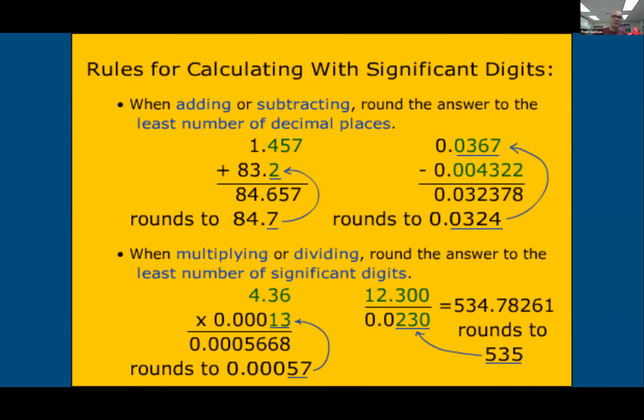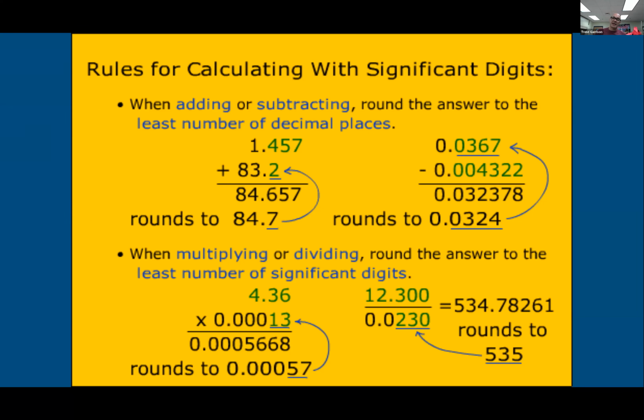So in the first example, 4.36 has three significant figures. 0.00013 only has two significant figures. When I multiply it, I will only be allowed to use two significant figures in my answer. The zeros in front are not significant figures. And you're saying, but they were for the adding and subtracting. And I understand that that was adding and subtracting. This is multiplying, and it has a different rule.